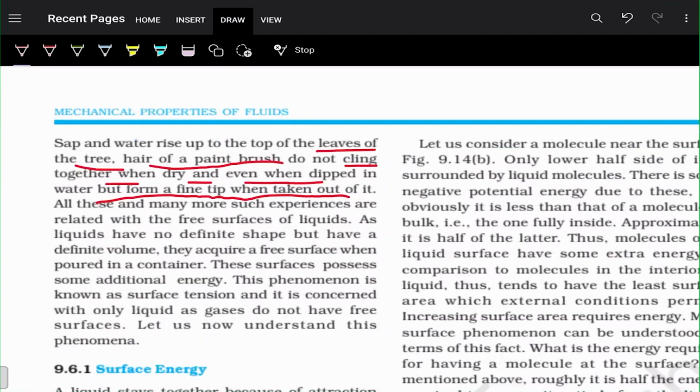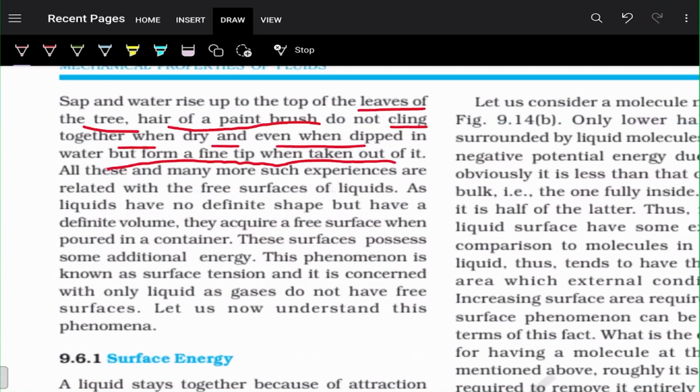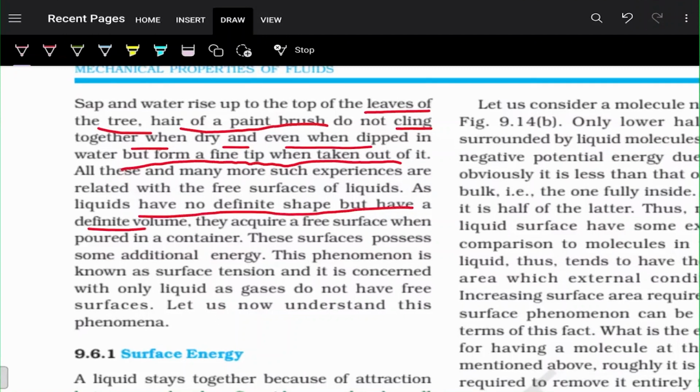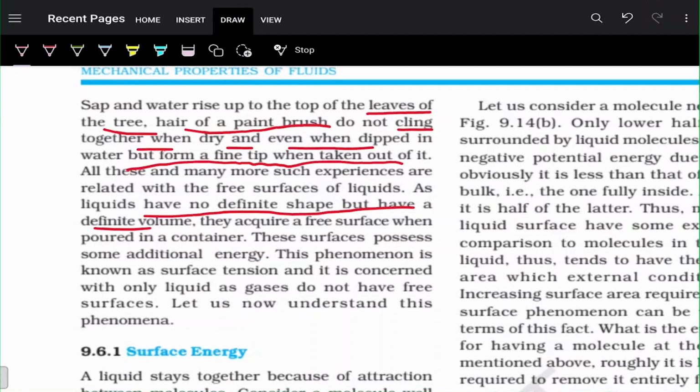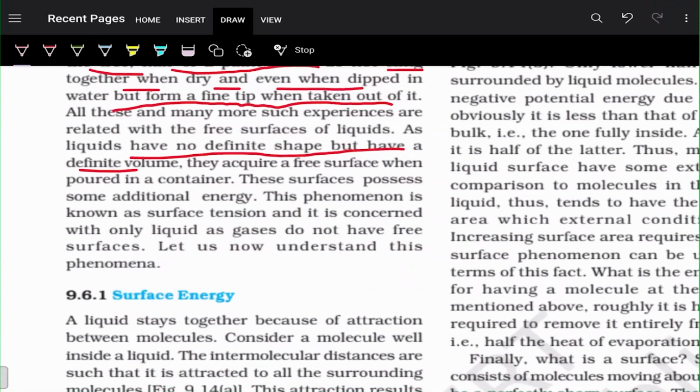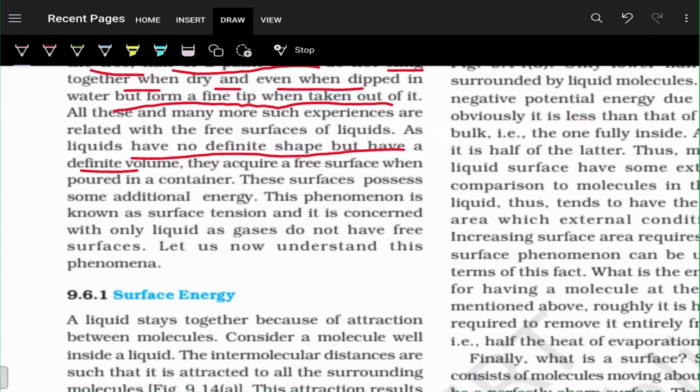Liquids have no definite shape. Whichever container we pour them into, they take the shape of that container. But liquids have a definite volume. They acquire a free surface when poured in a container. These surfaces possess some additional energy.